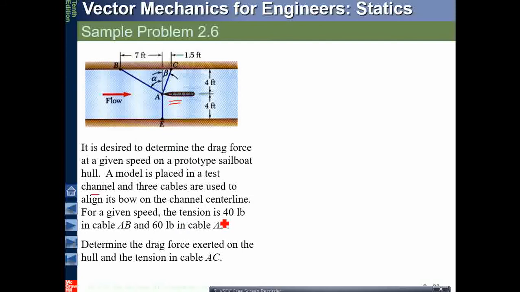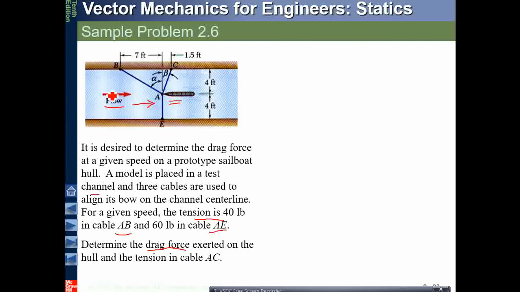Okay, the tensions are being given for a given speed. Tension is 40 lb in cable AB, this cable, and 60 lb in cable AE. Okay, we have to find the drag force. You know what is the drag force? Drag force is the force that is opposite to the movement, opposite to the movement of this prototype sailboat. This is a drag force.